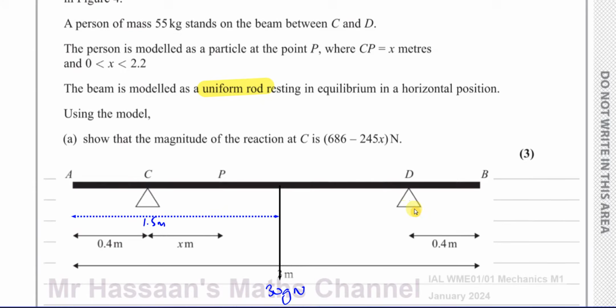The other forces acting on it: there's a man standing on the beam at the point P. That man has a mass of 55 kilograms, so his weight is going to be 55g newtons. His distance away from the support C is x meters. And the other forces acting, of course, will be the reaction on the beam from the support C and the reaction on the beam from the support D.